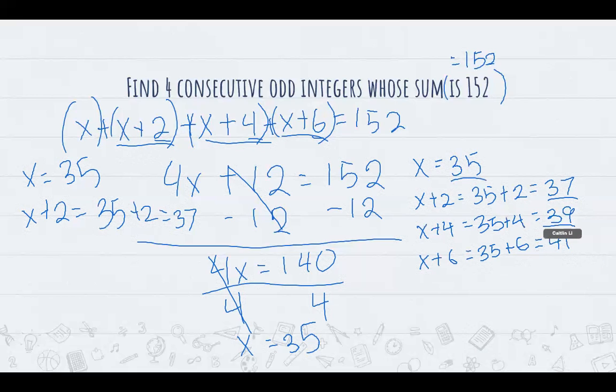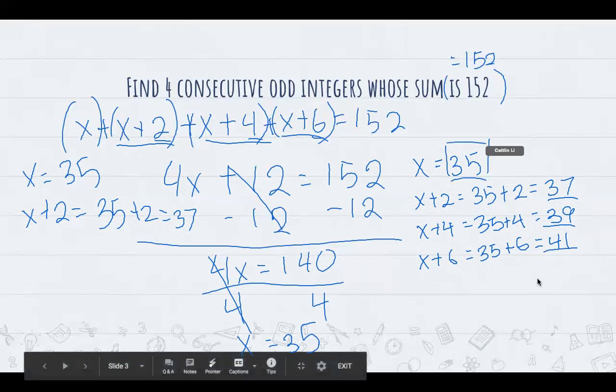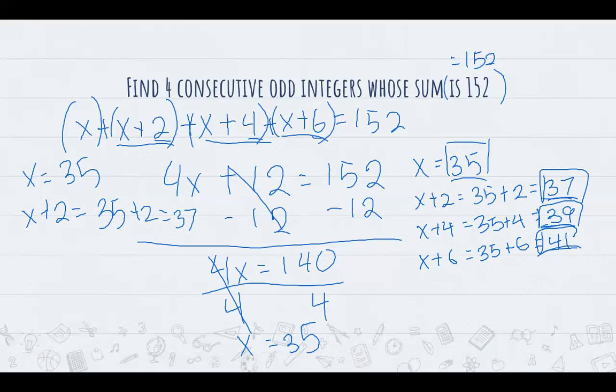And this is our consecutive order. And these specifically are the numbers. And if you add all of these up together, you'll get 152.